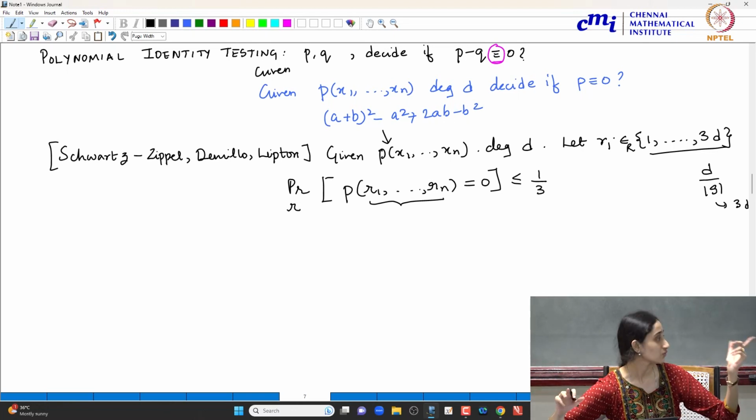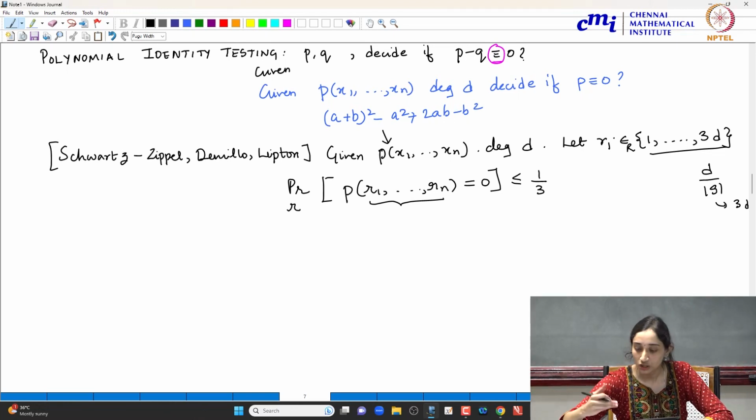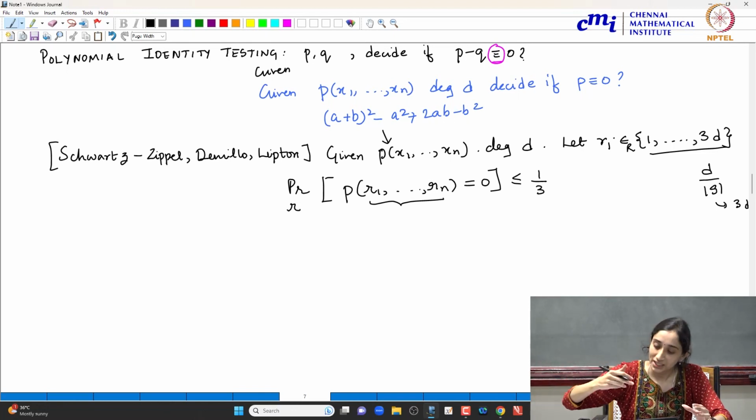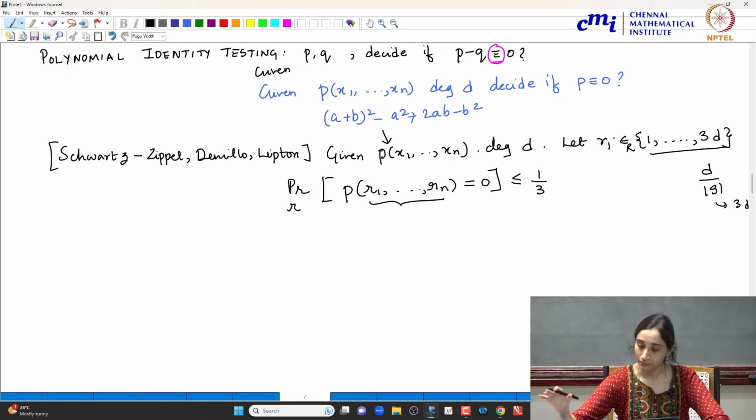Does this make sense? So, if the polynomial is identically 0, no matter what point you evaluate, you will get 0. But if the polynomial is not identically 0, the only unlucky case is that you actually hit a root. What this is saying is that if the grid is reasonably large, then the probability with which you will land on a root, if you pick the points uniformly at random, is reasonably small.